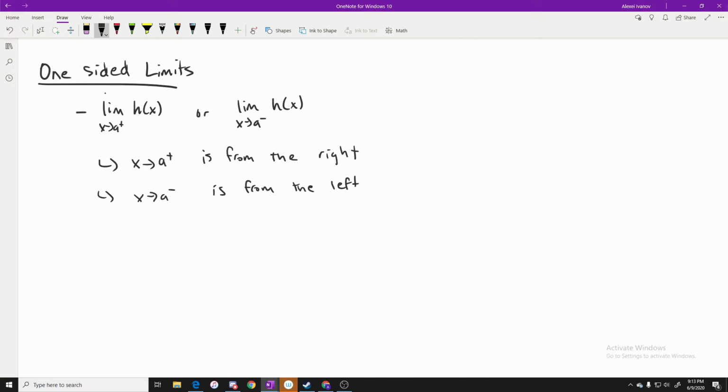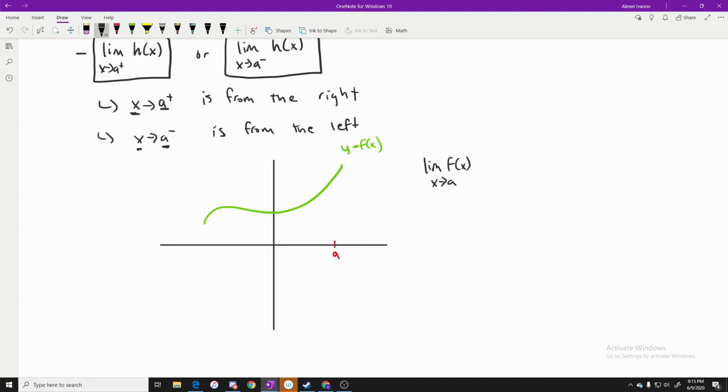So we can write those as this right here: the limit of a function, in this case h of x, as x approaches a positive, or we can take the left-handed limit by saying the limit of h of x as x approaches a negative. So a positive means that we are approaching this x value from the right side, and a negative means that we would be approaching this x value from the left side. So let's take a look at this graphically.